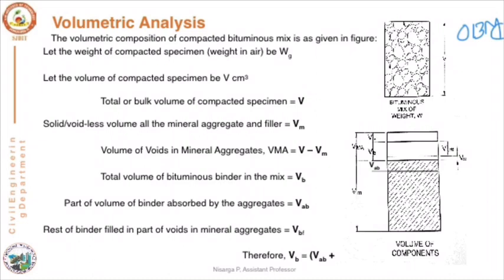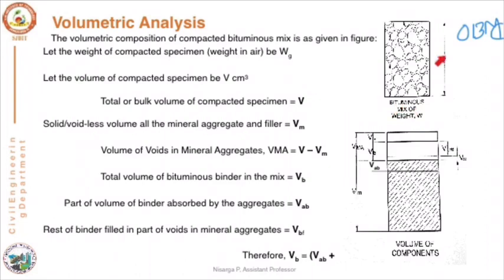So volumetric composition of the compacted mix can be studied using the picture here. Now you can see here the total weight of the bituminous mix, let us take it as W, and the volume of the bitumen mix will be V. So the weight of the bitumen mix can be found out after the completion. Once you extract the bitumen sample, you have to measure the weight. That will give you the weight of the bituminous mix.